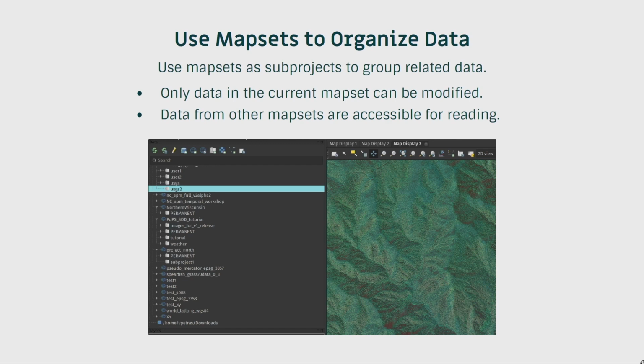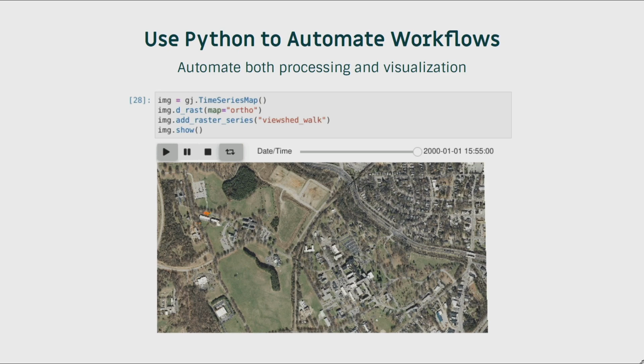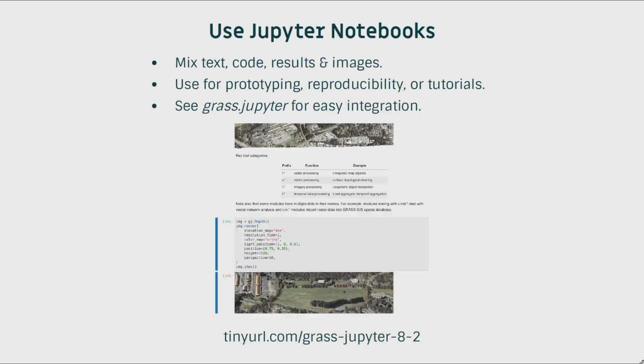So it works all nicely together. Another tip is to use Python to automate your workflows. If you are not using Python yet, consider using that. In GRASS GIS, you can automate both the processing workflows, but also the visualization. And the API or the Python functions for that are constructed in the same way. So you don't have to necessarily learn something new just to display your data. Everything will be just seamless and the same.